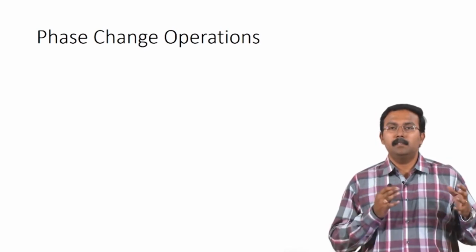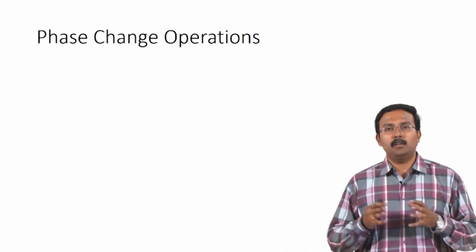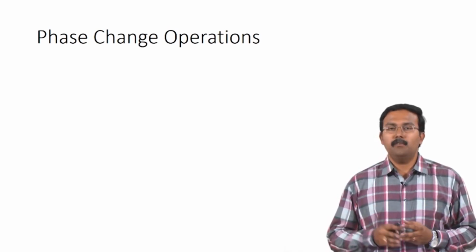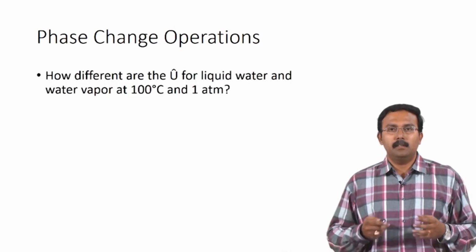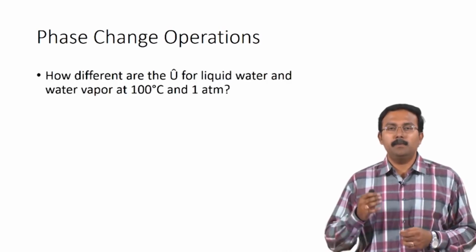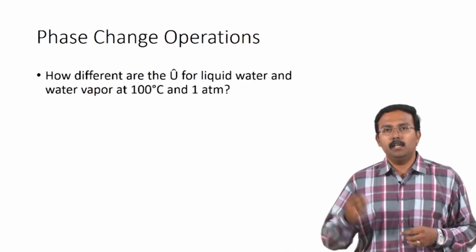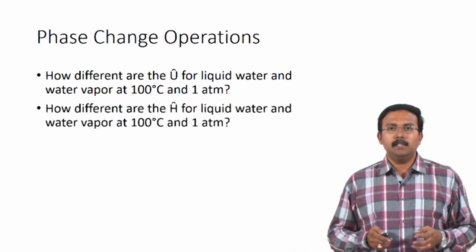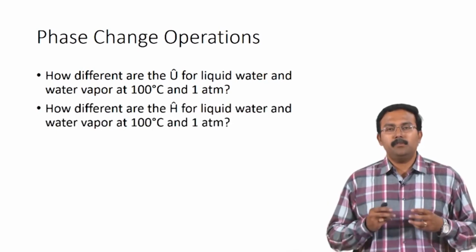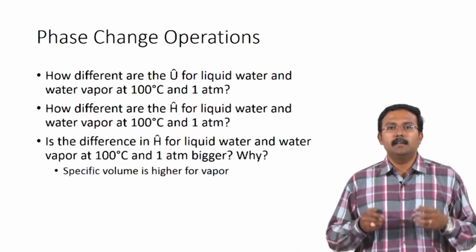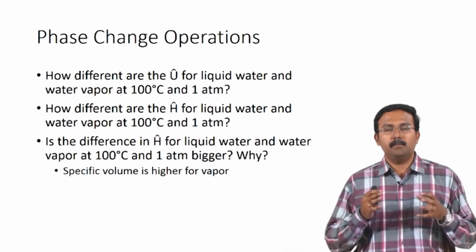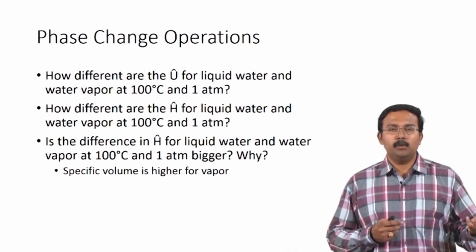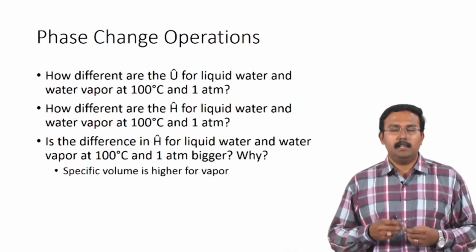When you compared the specific internal energy for liquid water and water vapor, you saw that the specific internal energy for water vapor was higher. Now, calculate the numerical difference between the specific internal energy of liquid water and water vapor at 100 degrees Celsius and 1 atmosphere. Do the same thing for specific enthalpy. Which of these is higher? You would find that the specific enthalpy change between the liquid and the vapor is much higher than what you observe for the specific internal energy change.